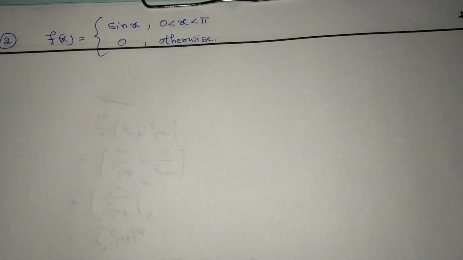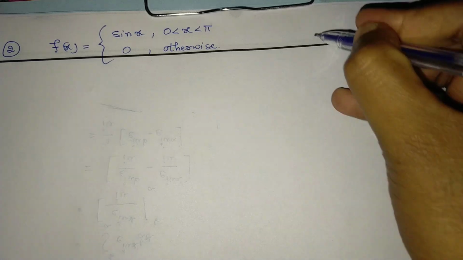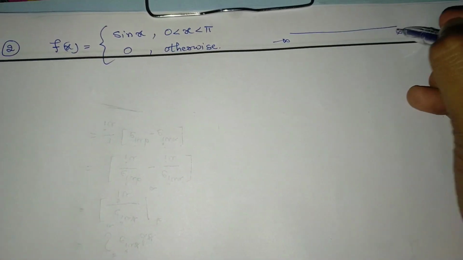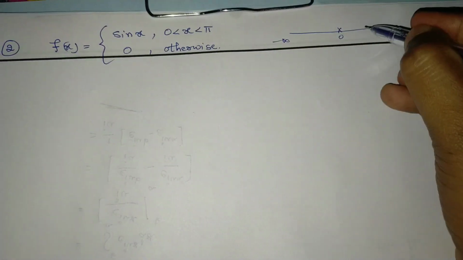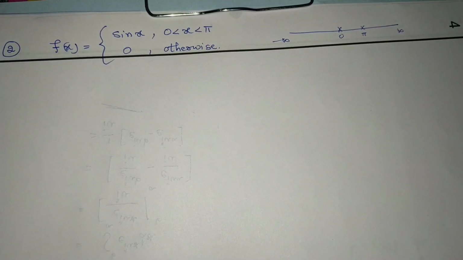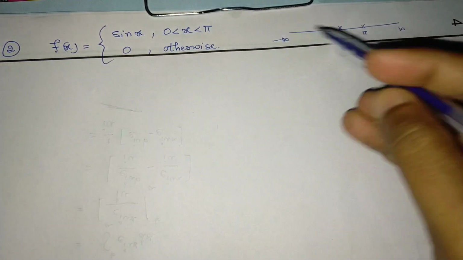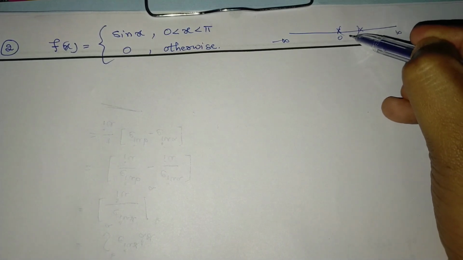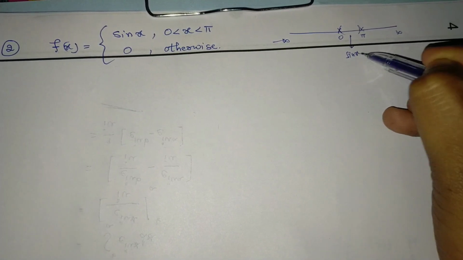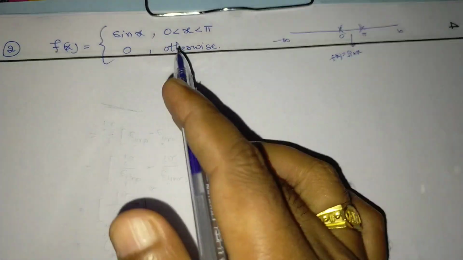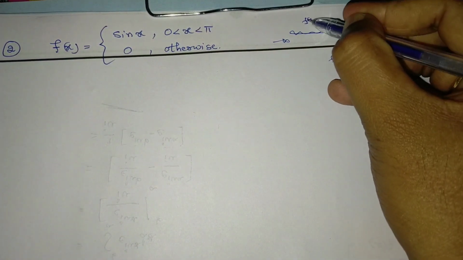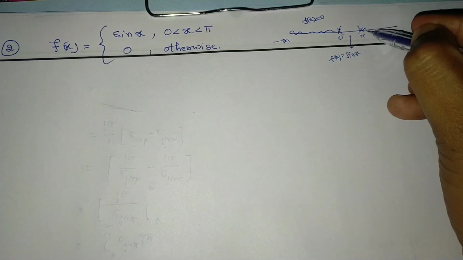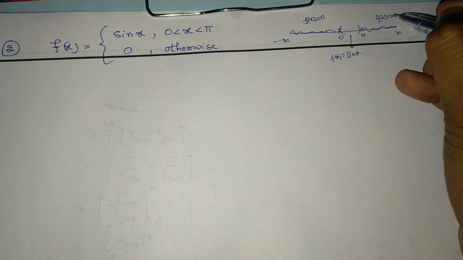So now let us solve the next question. Find the Fourier transform of the function. Again we need to write the real line here from minus infinity to plus infinity, we have to mark 0, and we have to mark this pi. Pi means 3 point something. In the region from 0 to pi, we have f of x equal to sin x. Other than that, f of x will be 0. So in this portion f of x will be 0, and in this portion f of x will be 0.